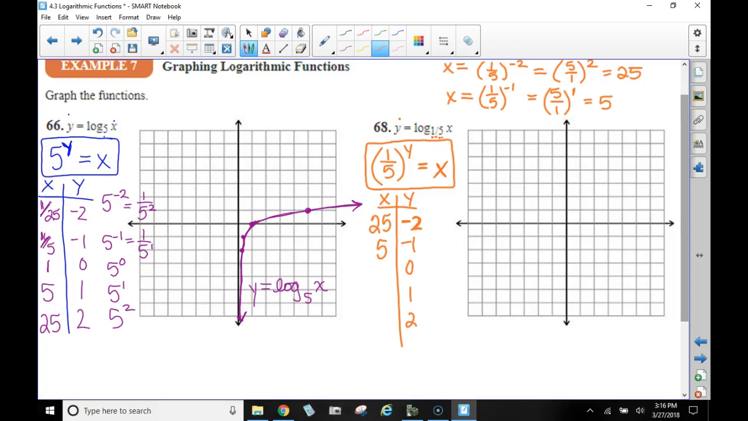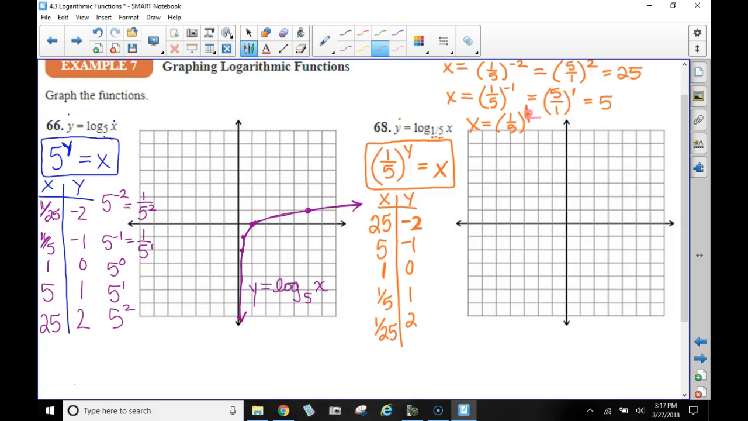All right, what about when y is 0? When y is 0, x is equal to 1/5 to the 0. Anything to the 0 power is 1. What about when y is 1? Let me just edit that. 1/5 to the 1st is just 1/5. And what about when y is 2? 1/5 squared is 1 over 25. Square the top, square the bottom.